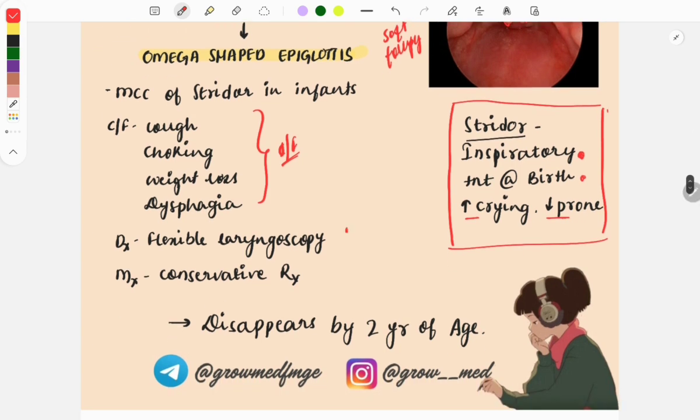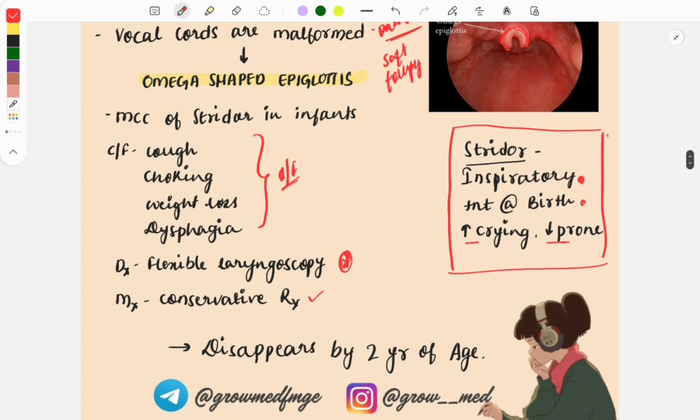Then diagnosis. So for diagnosis we will be using a flexible laryngoscope, and treatment is conservative. So we will be treating the patient conservatively, like if there is need of the O2, then give the O2. If there is cough, then treatment of the cough, and if there is choking, then treatment of the choking, like that. Okay, so conservative treatment we will be doing in these patients.